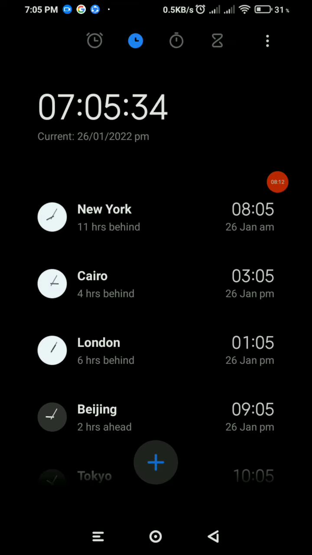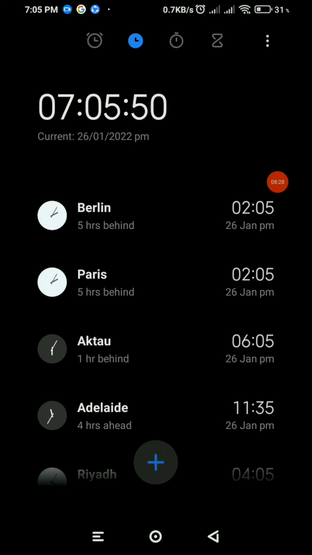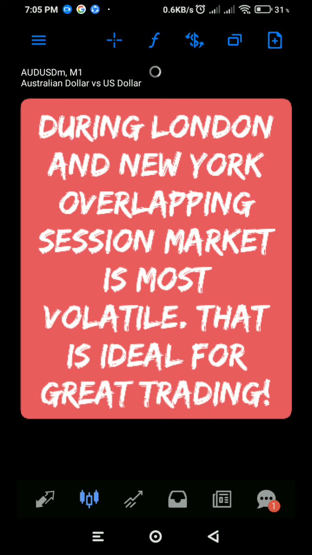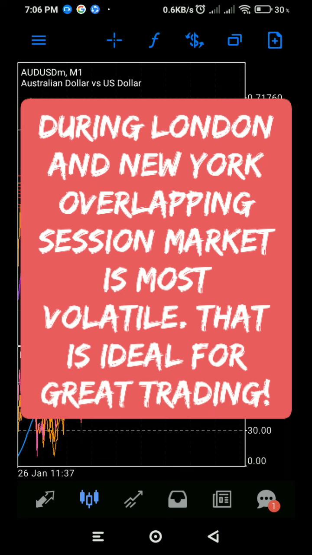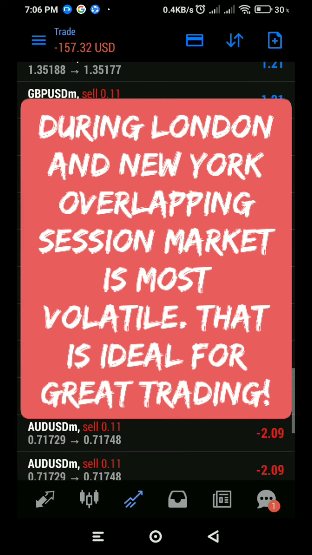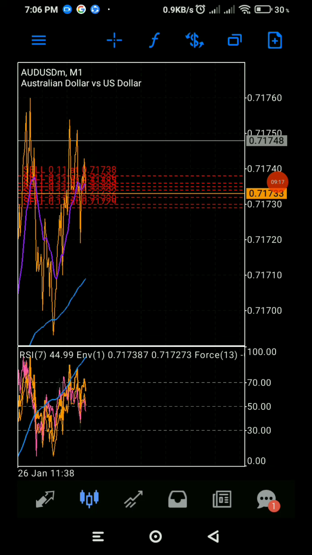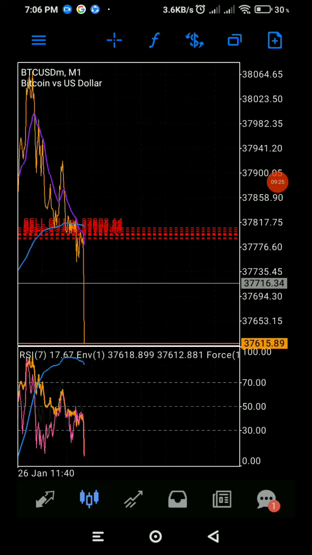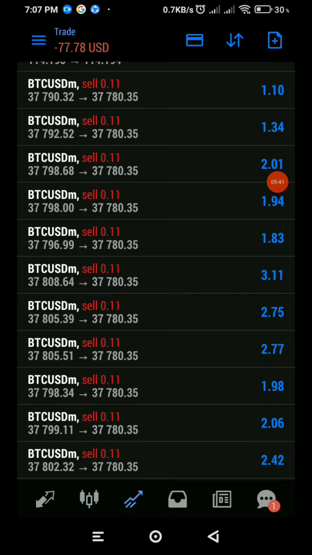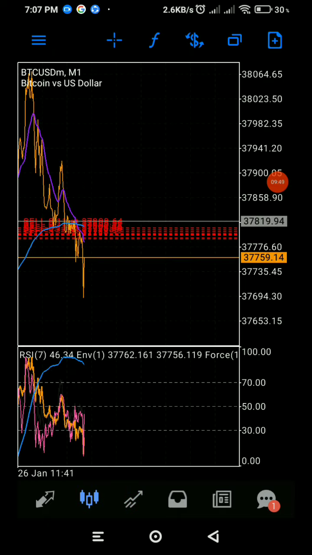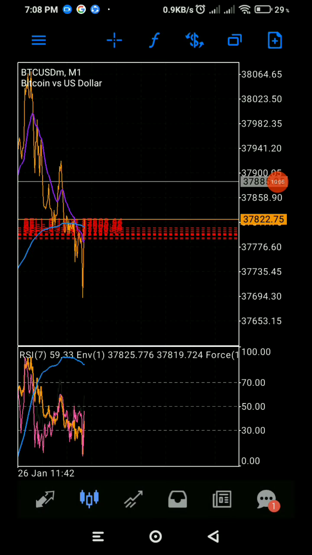This is the timing. You need to know what time it is. So here you see the New York time session and the London time session, the most volatile time sessions. So Aussie USD, here I have taken sell entries, and now Bitcoin is coming down. So here's some profit, and I'm waiting to see some great move from the Bitcoin.